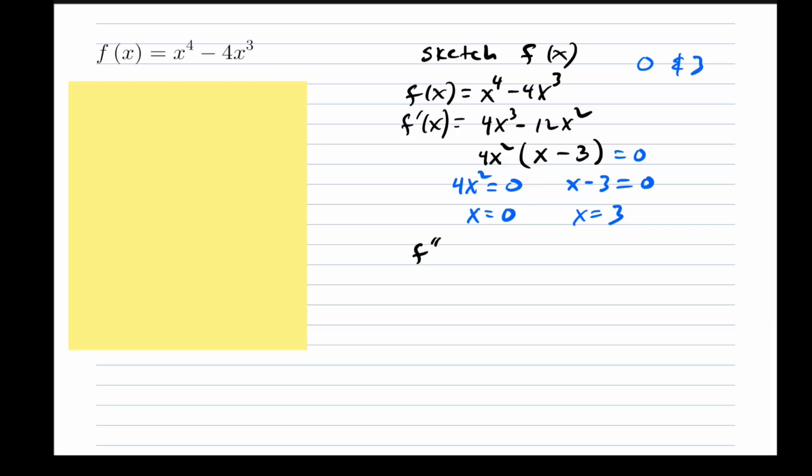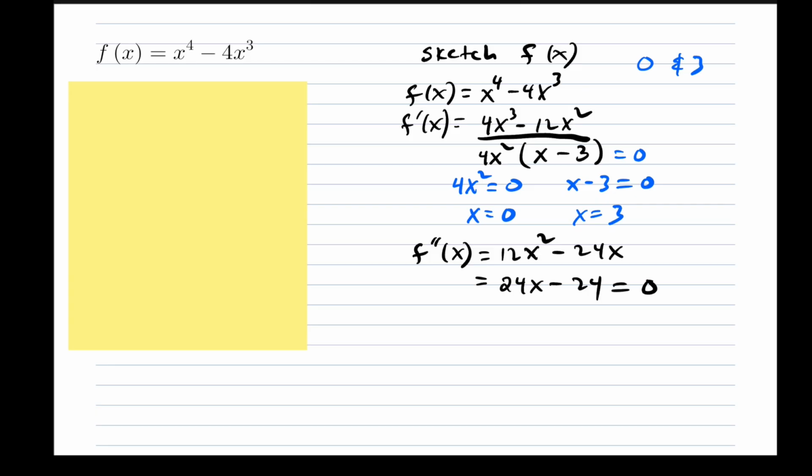So f double prime of x. Well, I'm just differentiating f prime now. So that's going to be equal to 12x squared minus 24x. And now what can I factor out of this? So I guess I can get 24 times x minus 1. And I'm going to set this equal to 0.